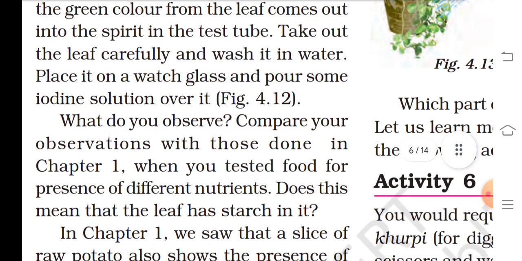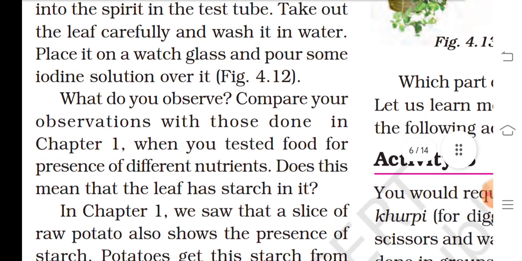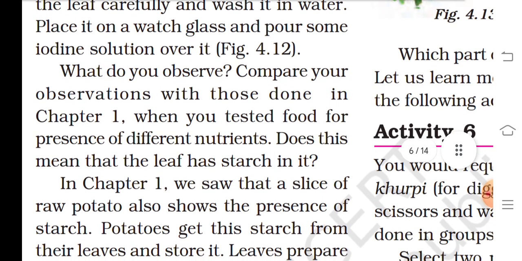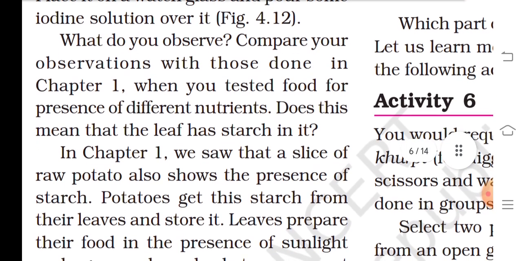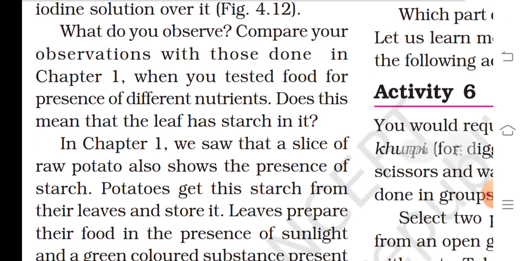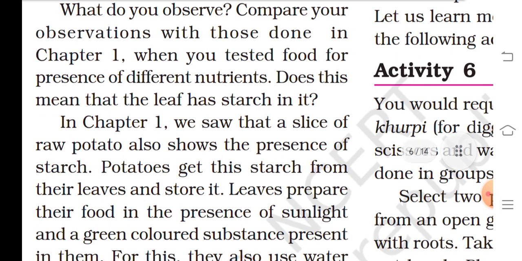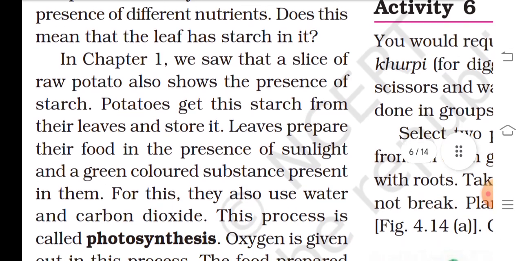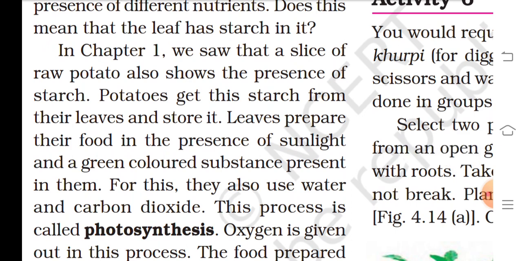Take out the leaf carefully and wash it in water. Place it on a watch glass and pour some iodine solution over it. What do you observe? Compare your observation with those done in chapter 1, when you tested food for the presence of different nutrients. Does this mean that the leaf has starch in it?